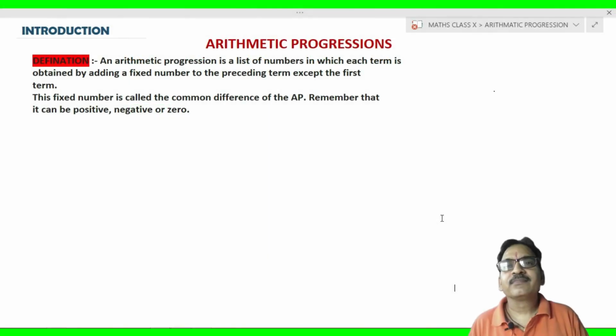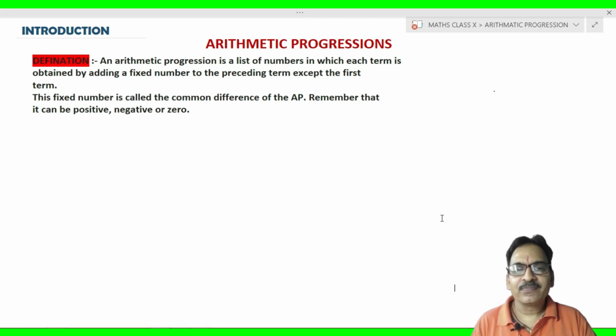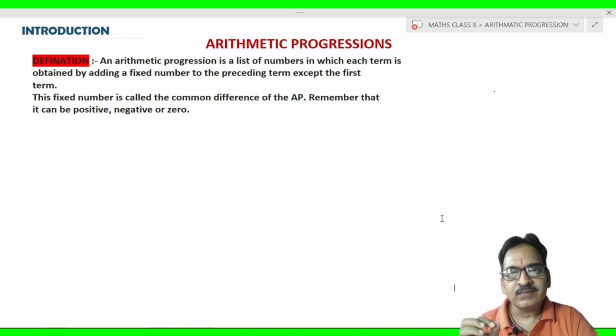Hello students, now we are going to start a new chapter, arithmetic progression. Arithmetic progression is chapter number 5 in your NCERT book. It's a very important and easy as well as interesting chapter.